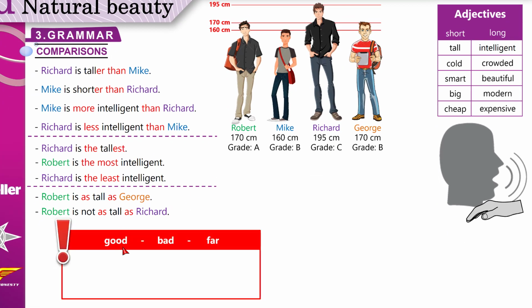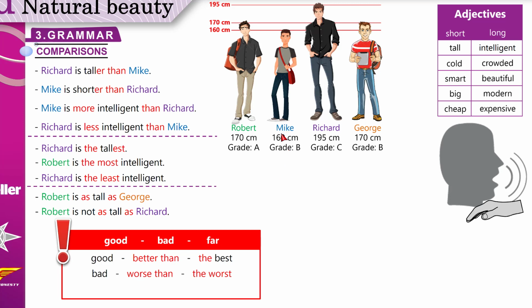Now we have 3 irregular adjectives: good, bad, and far. Far is the opposite of near. It's far away. If we say good, Robert is good. He is gooder than Mike? No, we don't say he is gooder. We say that he is better. Robert is better than Mike. Robert is the best. His grade is A. Robert is the best. Bad, we say worse than.